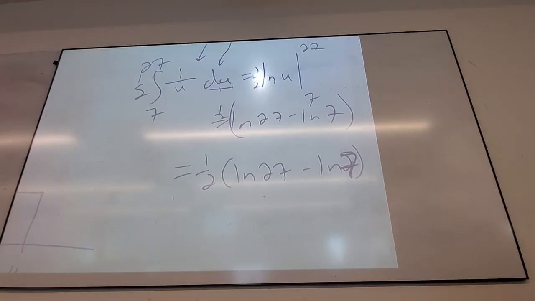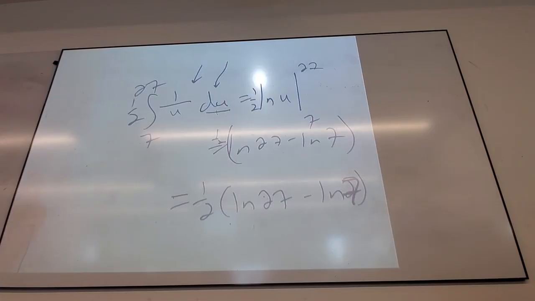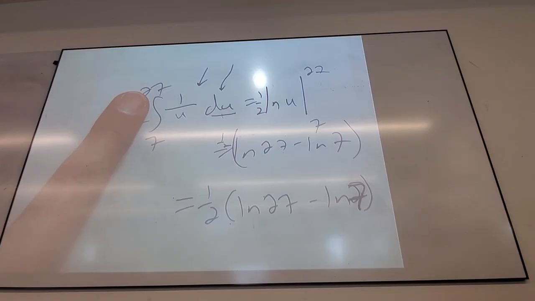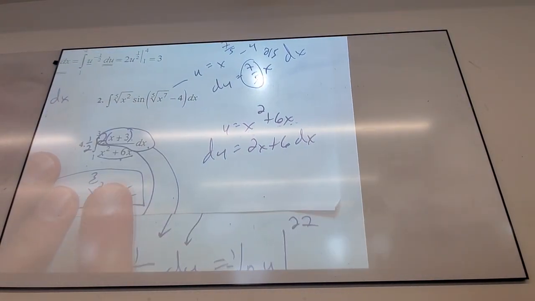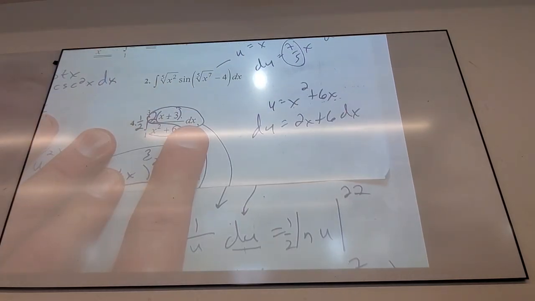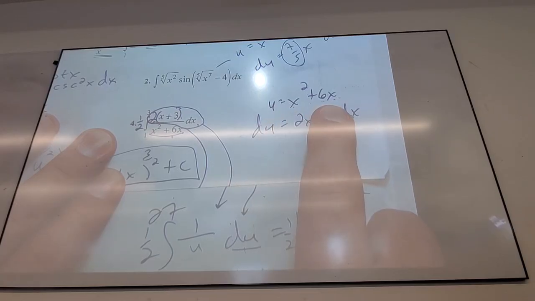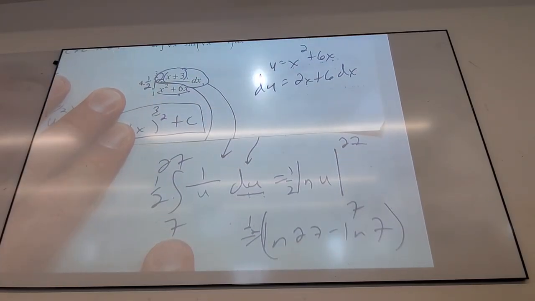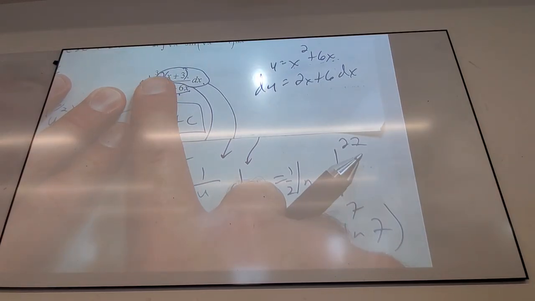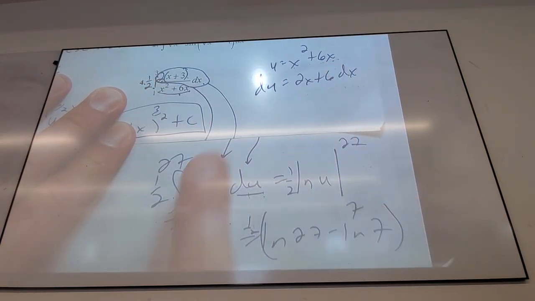Could you explain again the 27 to 7 part, how that changes? Why these numbers become 7 and 27? Okay, here we go. You know that these numbers tell you what x is doing. We have chosen the relationship between u and x right there. So when x is 1, u is 1 squared plus 6 times 1, u is 7. So if x starts at 1, u starts at 7. If x ends at 3, u ends at 9 plus 18, 27.